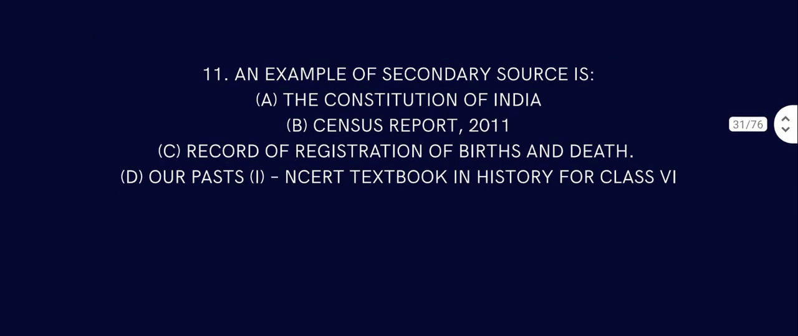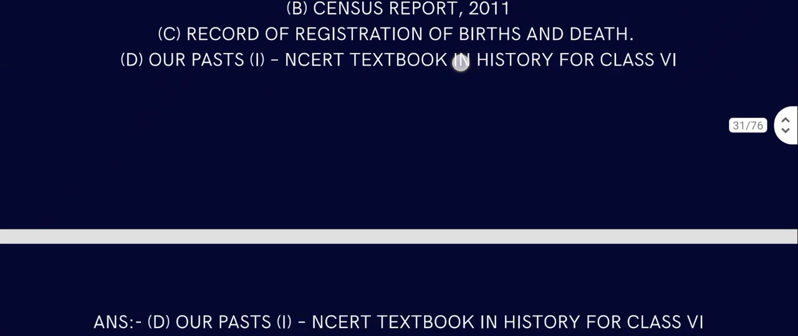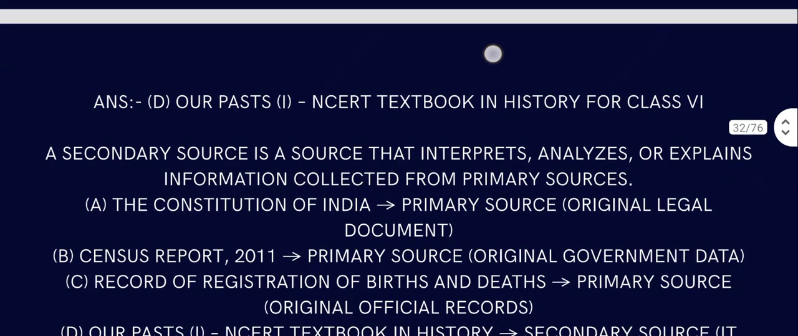Question number 11. An example of a secondary source is what? Constitution of India. It's a primary source because it is there. Census report, that is also a primary source. Record of registration of birth and death, that is also a primary source. Our Pasts, the NCERT history book, that is a secondary source because this book is a compilation of many things from many books and other sources. So the answer is Our Pasts.